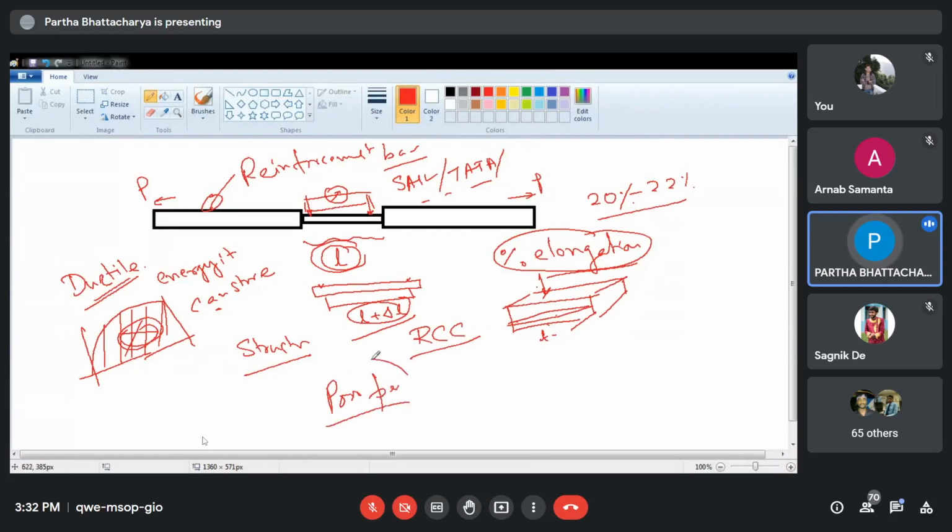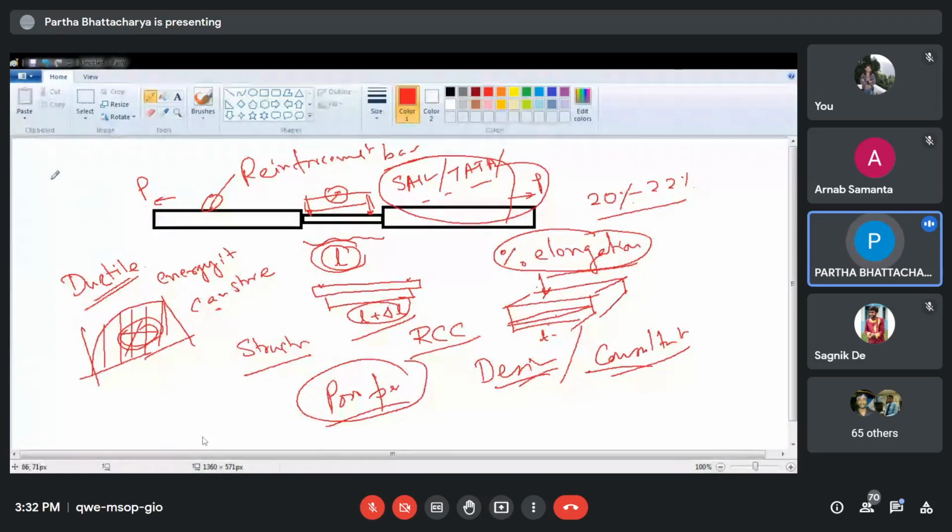That is why, if you are going to work as a designer or a consultant in your future job, you have to very carefully choose your grade of steel. This is very important if you are limiting your study to RCC concrete design. Okay, that is why this test that we have done and shown you today is of immense consequence.